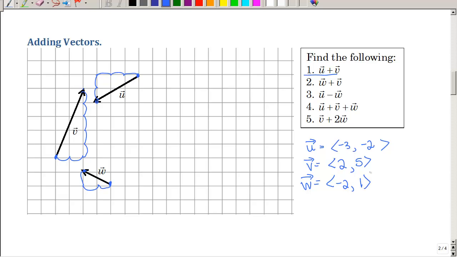So those are the component forms. Now to actually add them, you just want to add the components. So u plus v.